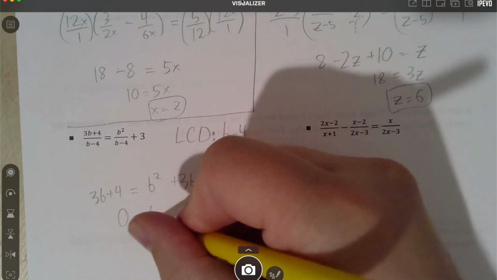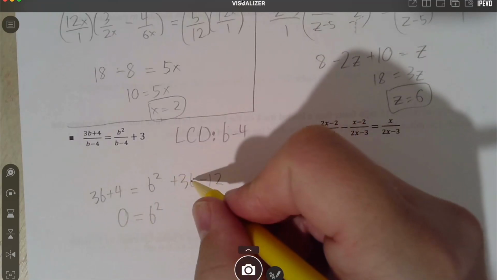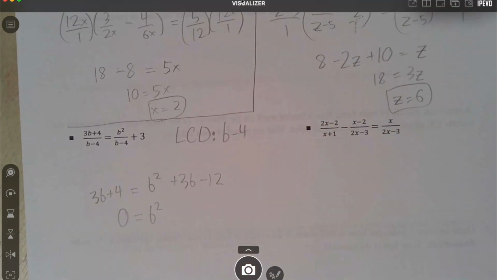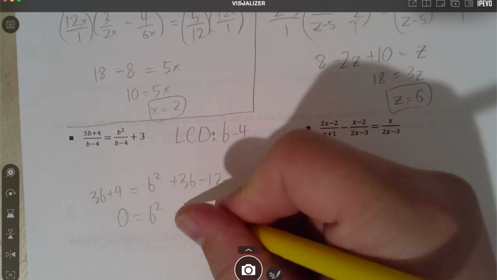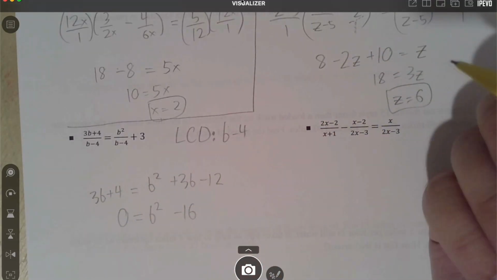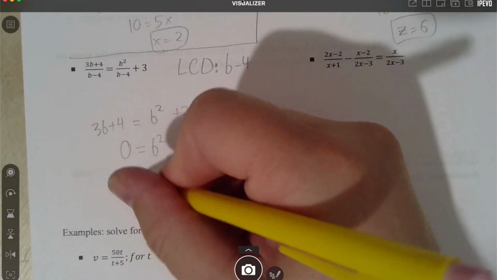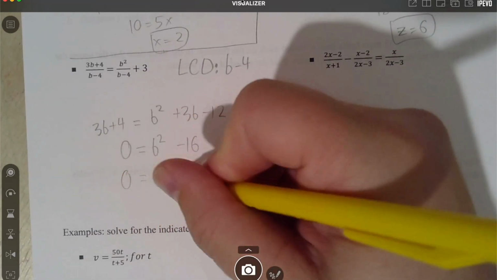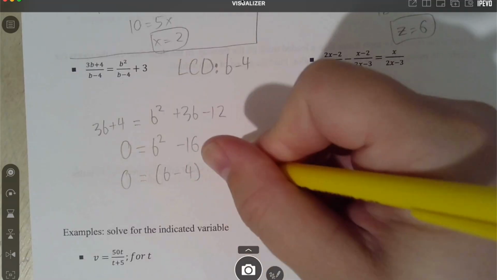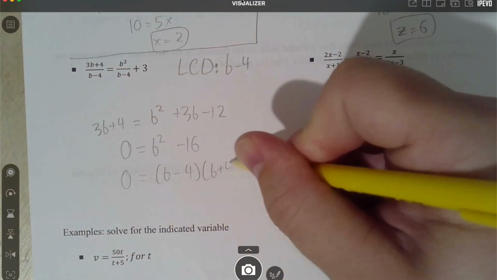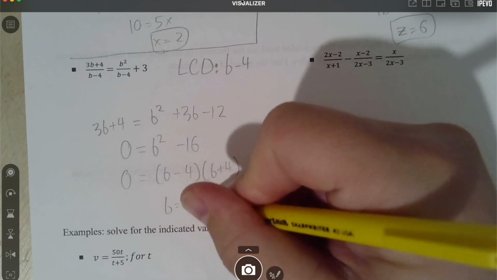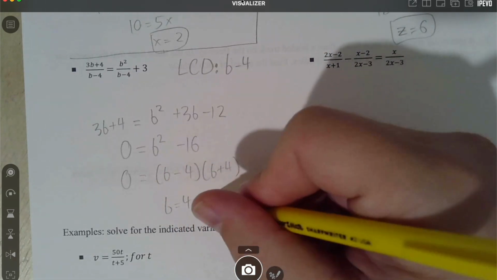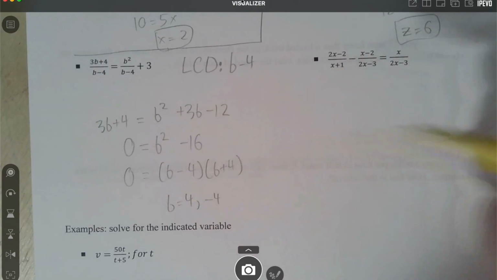If I move those over, I'll still have just b squared, but a 3b and a minus 3b will cancel, and a negative 12 and a minus 4, when I'm moving it over, will make negative 16. This is a very special result. I just made another difference of squares, so I've got b minus 4 times b plus 4. And what makes each of these 0? Well, positive 4 for the first one that I wrote, and negative 4 for the second one that I wrote.